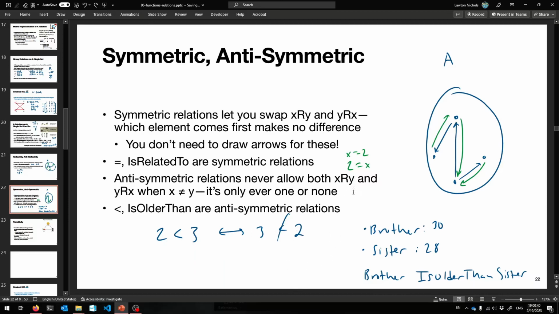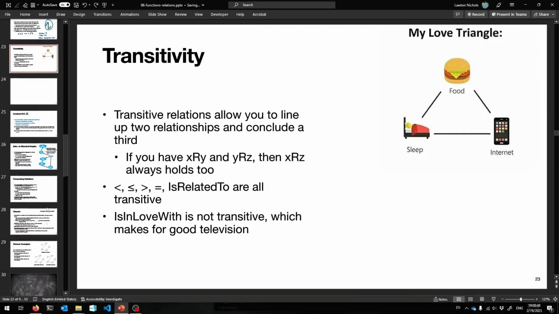Or if they're the same, it's okay to have a self loop. That's what that also is saying, okay? That's symmetric and anti-symmetric. All right, let's keep on trucking with more definitions.